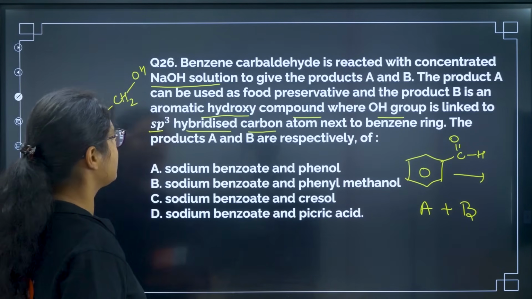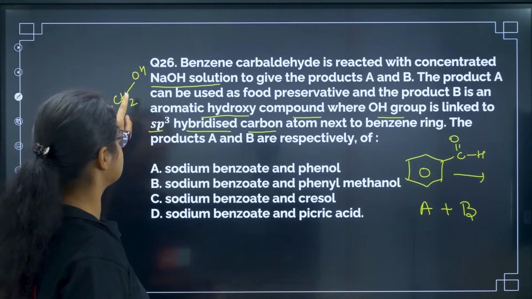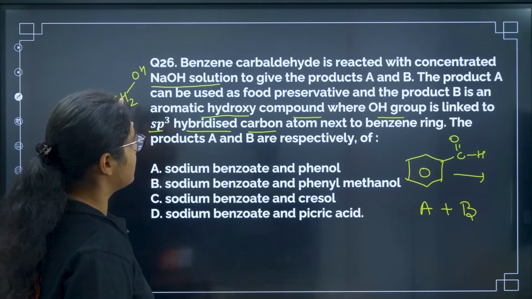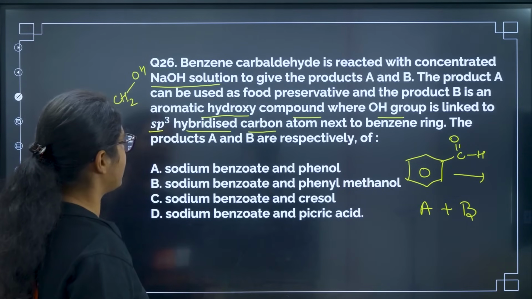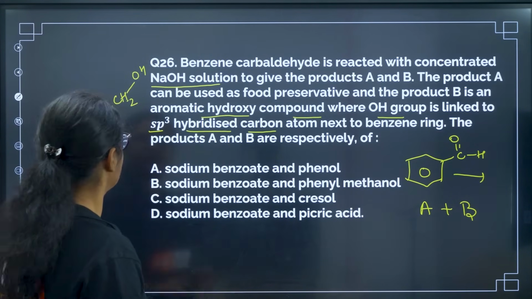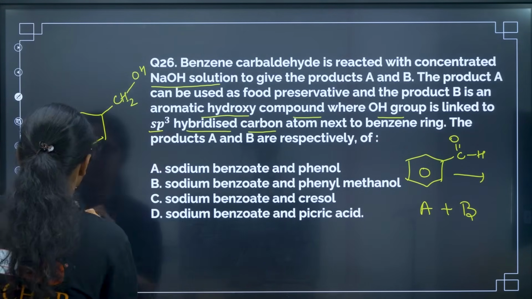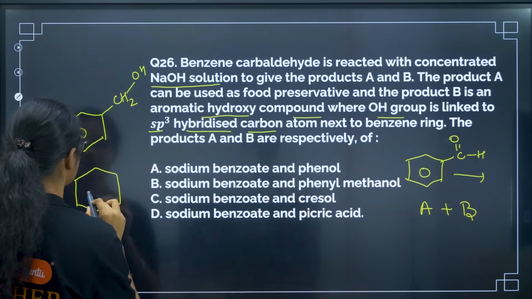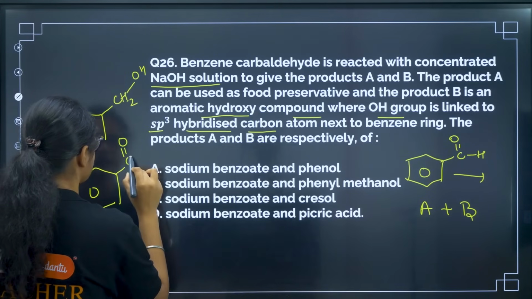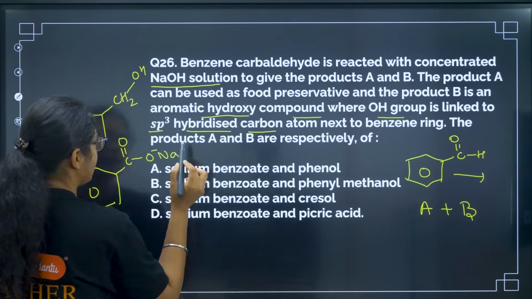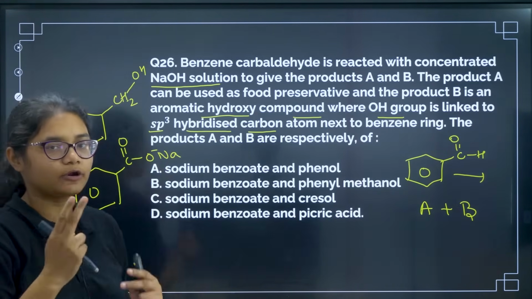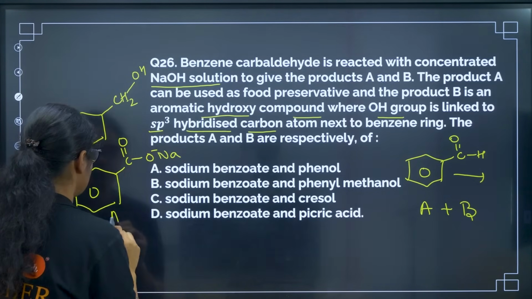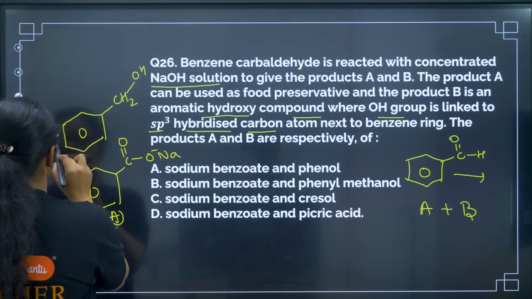Product B is an aromatic hydroxy compound where OH is linked to an sp3 carbon. So OH is linked here, next to the benzene ring. The products A and B are okay. If you know the Benzaldehyde Cannizzaro reaction, we will get benzoic acid, or the salt of benzoic acid, and another product. So one is the oxidized product, one is the reduced product. So A is this compound and B is this compound, right?